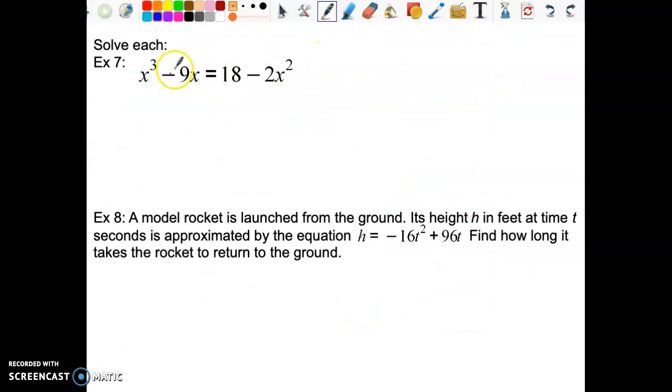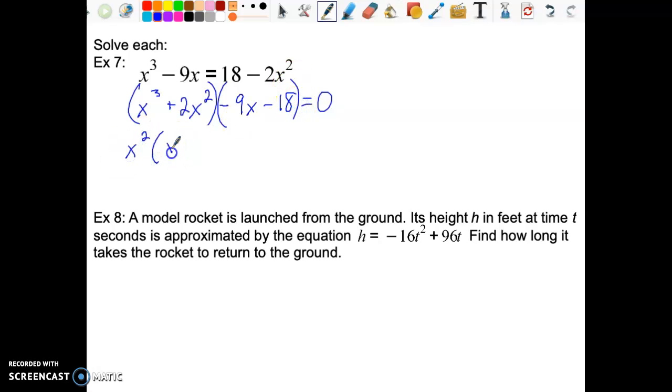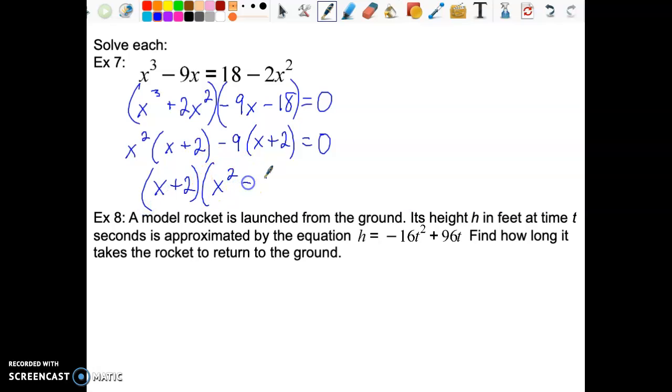All right. So here's another one that would probably be in our interest to get things on the same side. So I'm looking at x cubed. I don't know if I should have 2x squared in front of that, but I'm going to leave it there. Minus 9x, and then minus 18. So I'm looking at my factor by grouping. Factor out an x squared, x plus 2. You can factor out a negative 9. It's also x plus 2. So my product here could be x plus 2, and then x squared minus 9.